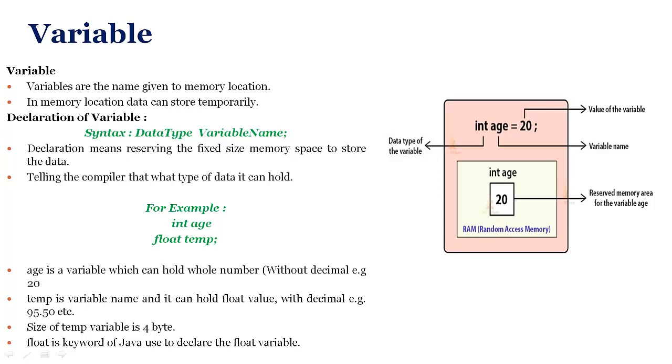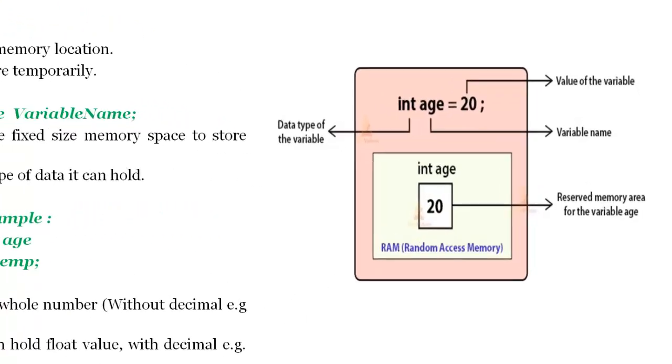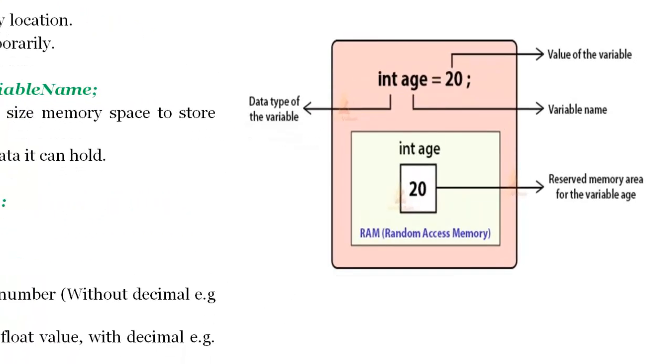In a memory location, data can be stored temporarily. When we restart the computer, the data stored in the memory will be deleted. Now how to declare a variable? The declaration of a variable is a very simple process. To declare a variable, first we write the data type, then the name of the variable.